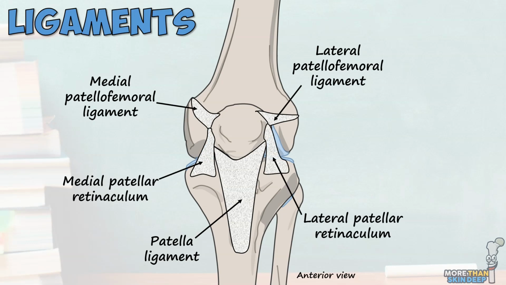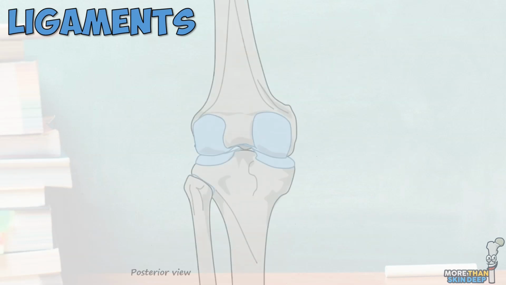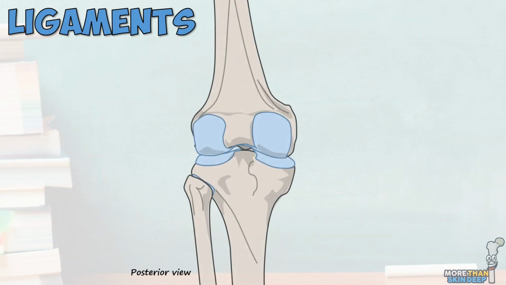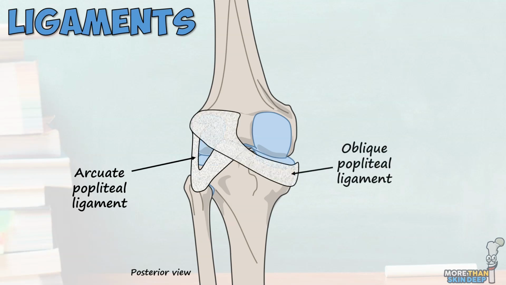On the lateral knee is the recently confirmed anterolateral ligament of the knee, which attaches the femur to the tibia and performs a similar function to the lateral collateral ligament. On the posterior knee joint are two large popliteal ligaments, one arcuate ligament which limits external rotation, and one oblique ligament which prevents hyperextension. Both of these ligaments sit relatively superficially and blend with the fibrous layer of the joint capsule.